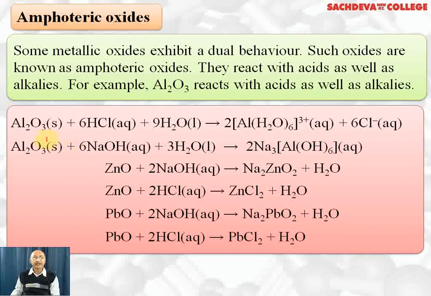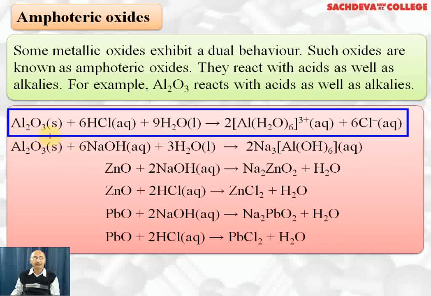We are exemplifying with the help of a reaction. Al2O3 reacts with 6 moles of HCl. In the presence of 9 moles of water, it forms a complex compound, Al(H2O)6 whole to the power 3 positive is the charge. 2 moles of this complex ion is formed plus 6 chloride ions are formed.